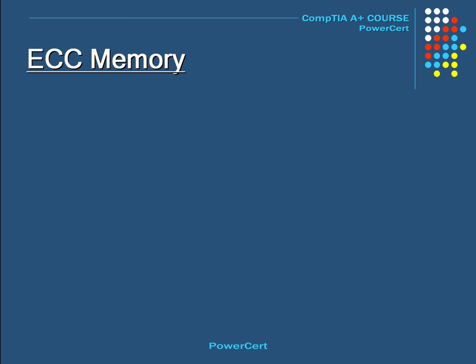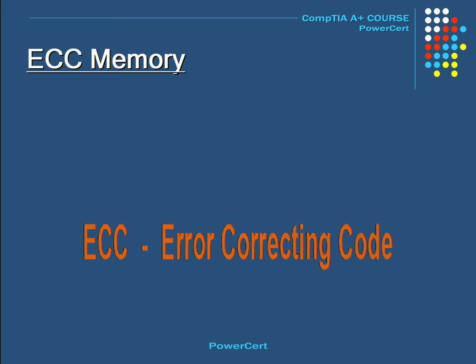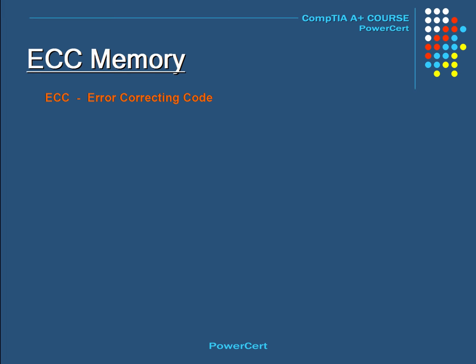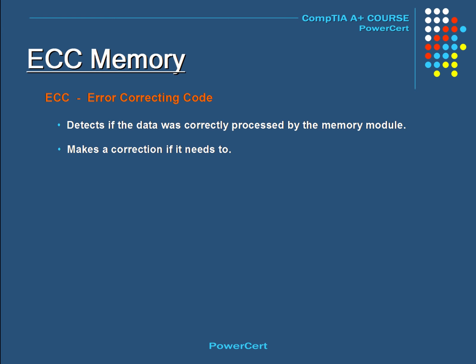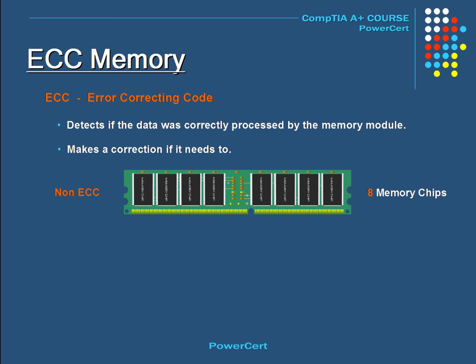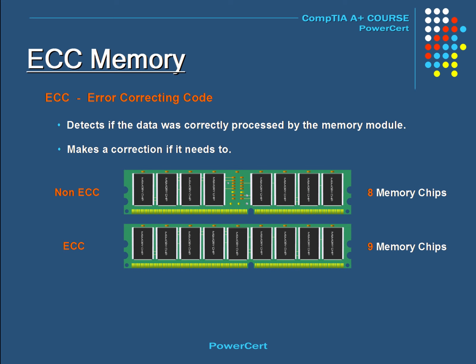Some RAM modules have ECC, which stands for Error Correcting Code. What this does is detect if the data was correctly processed by the memory module, and make a correction if it needs to. You can tell if a RAM module has ECC by counting the number of memory chips on the module. In a standard non-ECC DIMM, it will have 8 memory chips, but in an ECC module, it will have 9 memory chips.